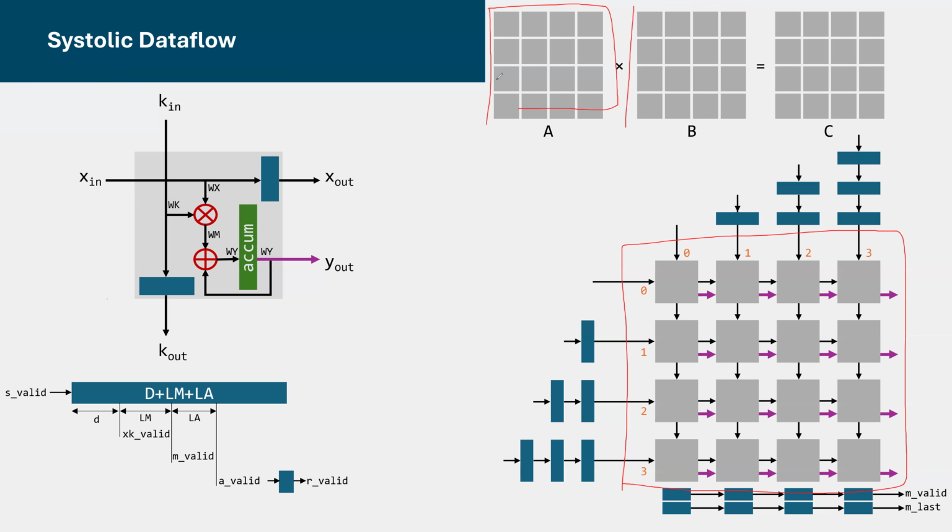So let's mark the dimensions. Let's say matrix A has R rows and K columns. B has K rows and C columns. And the output matrix has R rows and C columns.